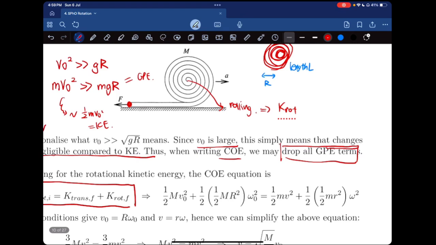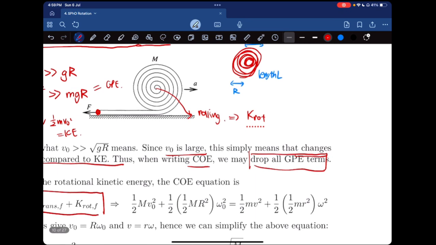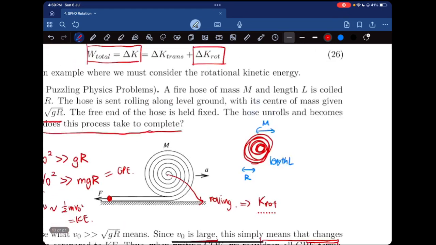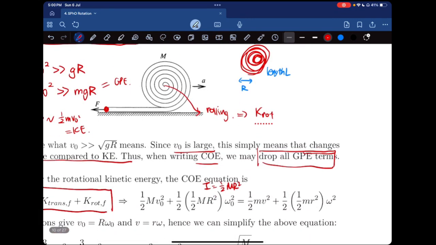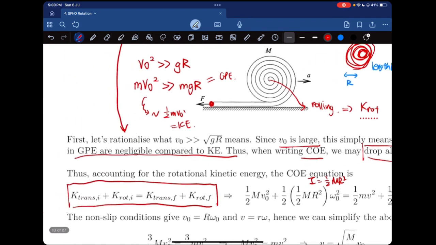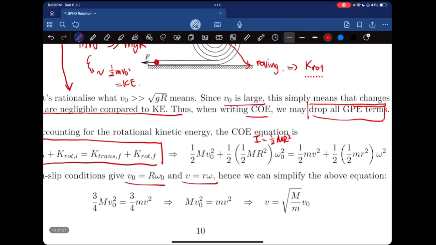And if you put in all your terms correctly, you should get this, where your MOI about the CM is half mr squared for this hose, because you can essentially treat the hose as a disk. Okay, so that's your COE equation. Now, you'll also have non-slip conditions, which give these. So it allows you to simplify the COE equation into this.